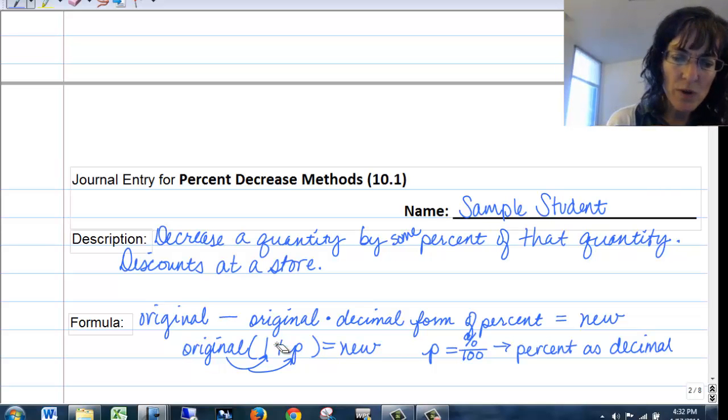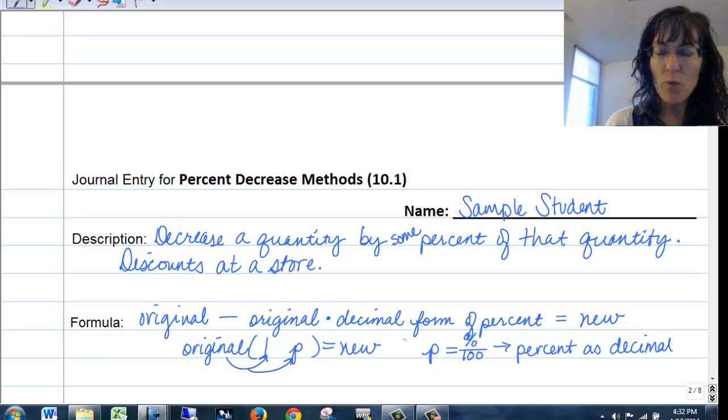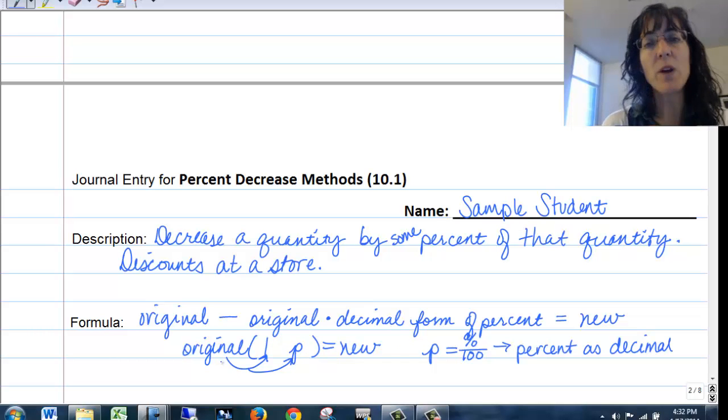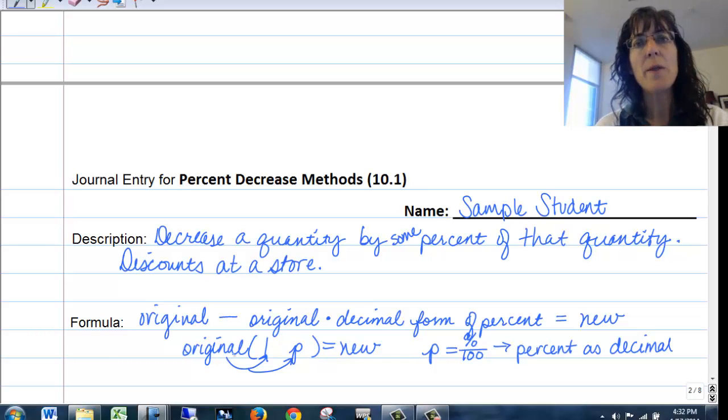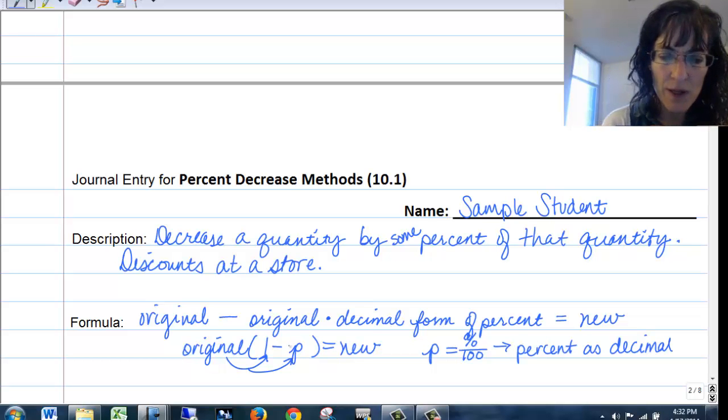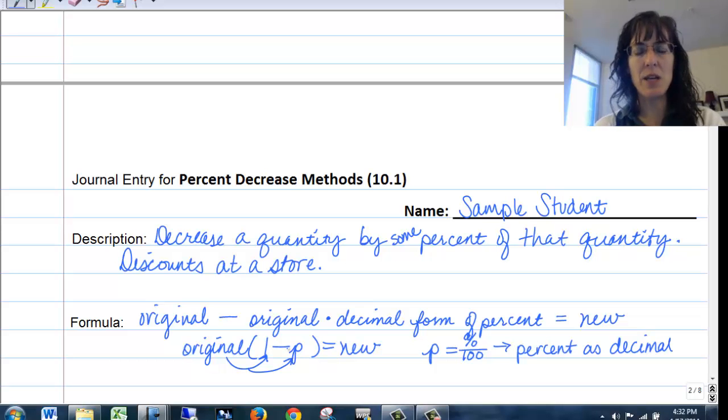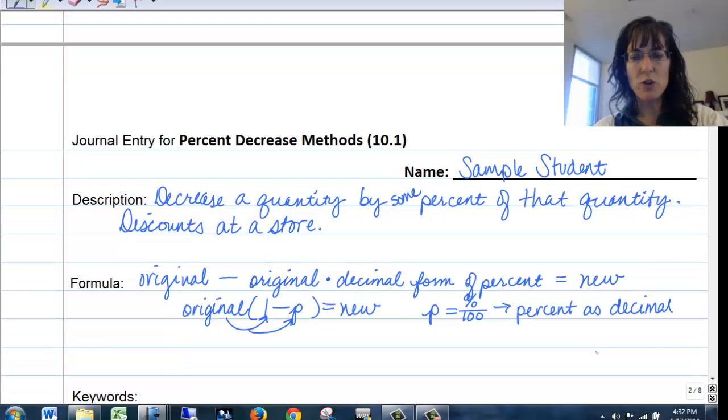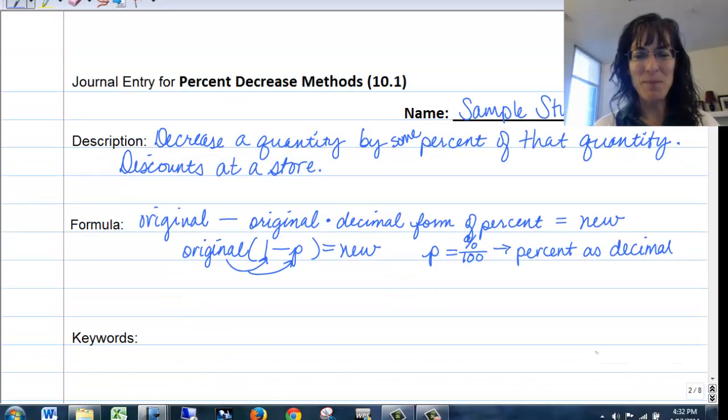So when we do it with the formula, our formula is going to look very, very similar to the formula for percent increase. The only difference with the percent decrease formula is we have 1 minus p instead of 1 plus p inside that parentheses. Otherwise, everything else stays the same. So I'm sure you can see why I just wanted to copy.